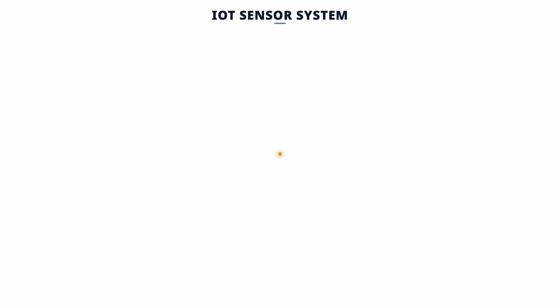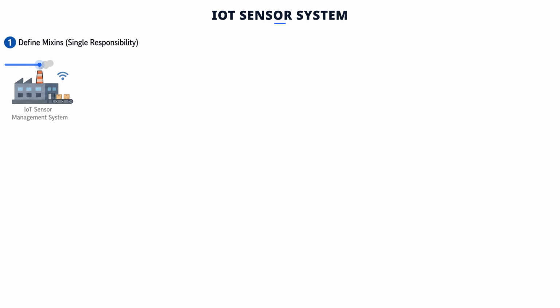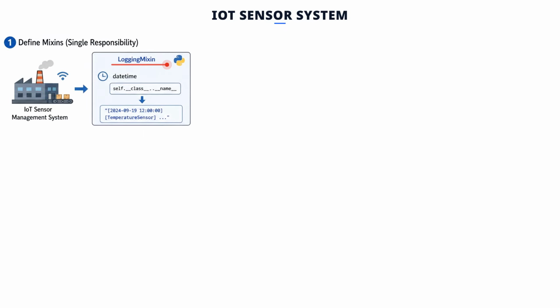Let's look at how we can apply these mixins to an IoT sensor management system for a factory. We start by defining three separate mixin classes, each with a single clear responsibility. First, we have the logging mixin. Its entire job is to handle recording activity. It grabs the current date time and uses self.__class__.__name__ to dynamically identify which specific sensor is reporting. This ensures we get a nicely formatted, consistent log line every time.